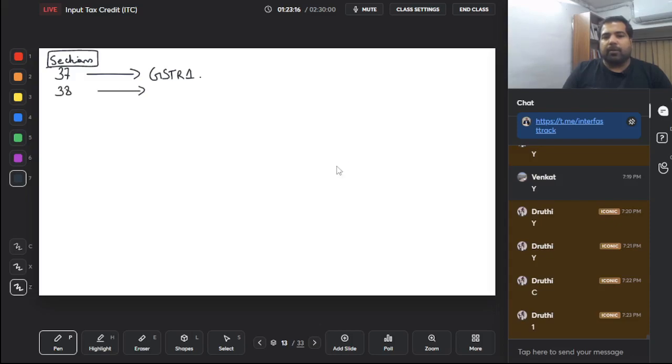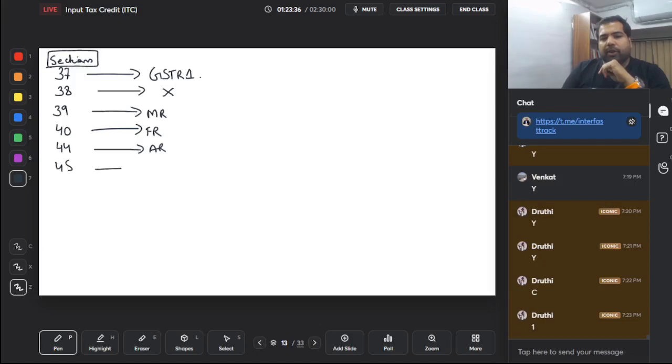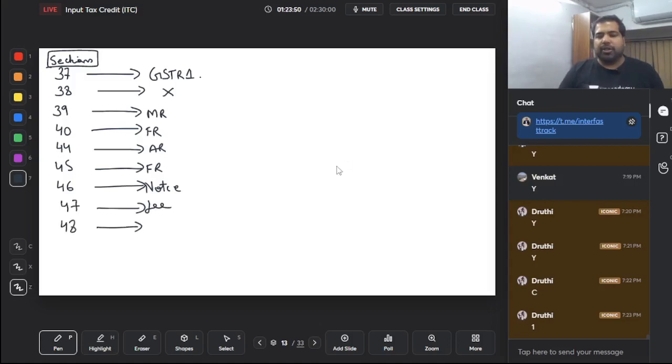38 not notified. 39 is the monthly return, which is 3B, 4, 5, 11. 40 is the first return. 44 is the annual return. 45 is the final return. 46 is a knock on your door asking you to file your return. 47 is the late fee, which now has been rationalized, and 48 is a GST practitioner.